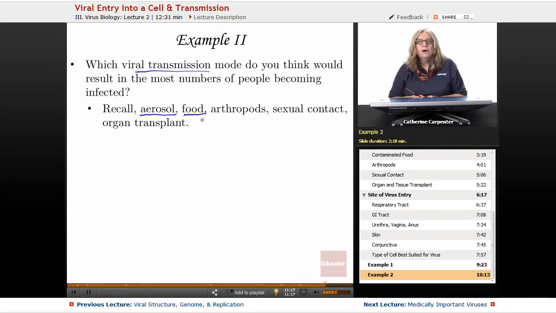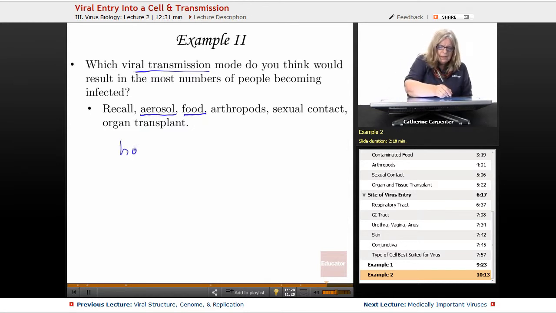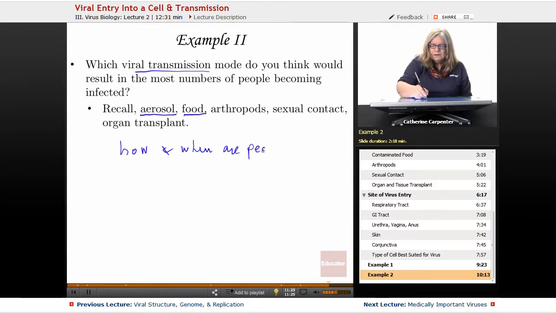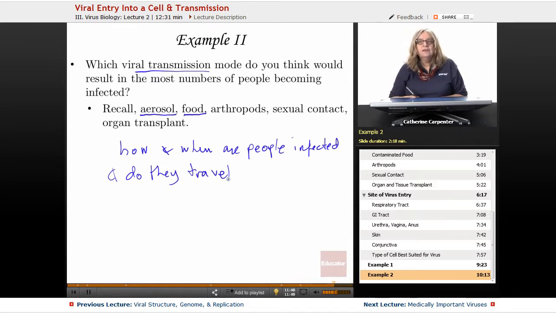So the important part is to really think about how and when are people infected, and also, do they travel? So we all know the story about the first patient 0 who had HIV, and that individual happened to be an airline host, and he actually traveled quite extensively all over the world and apparently infected a number of individuals, and so he created the groundwork for the AIDS epidemic.